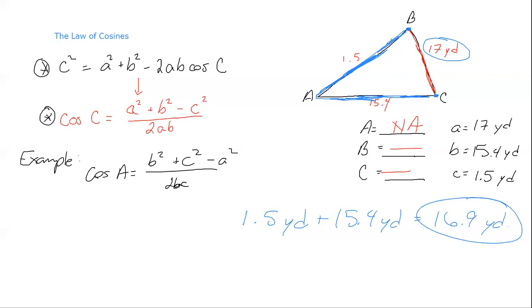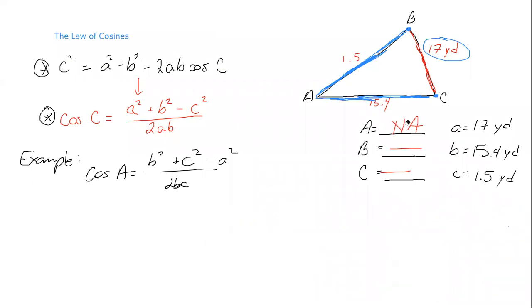But if we look at the length of this blue line, it's 1.5 plus 15.4. That is 16.9 yards. That means that the blue line here is shorter than this red line, which is impossible. So even though we do have a rationalization from geometry of why this has no solution, let's see if we can't get the law of cosines to back us up on this.